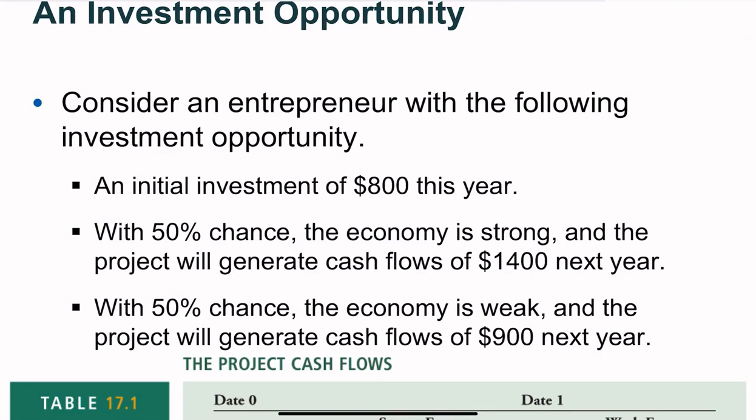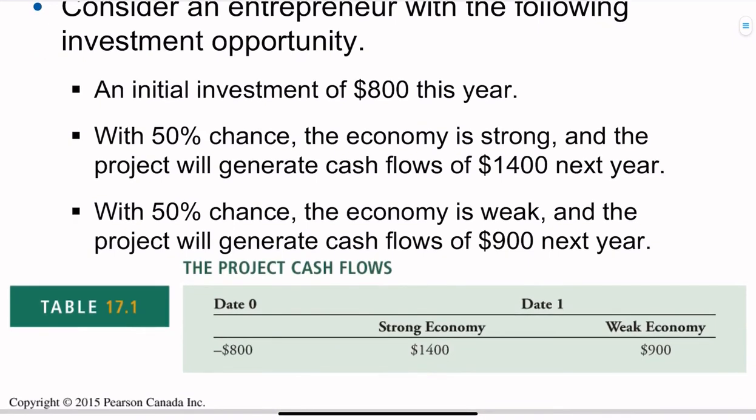Here, this entrepreneur is thinking about making an investment of $800. This is essentially the cost of this investment, or the initial cash outflow. And what kind of returns can the entrepreneur get? Well, with 50% chance, the economy is great, so the cash flow from the project would be $1,400 next year. And with 50% chance, the economy is bad, and the cash flow from the project would be $900 next year.